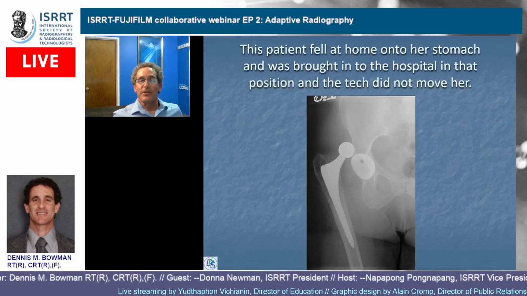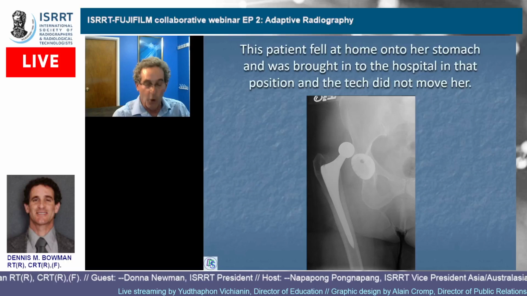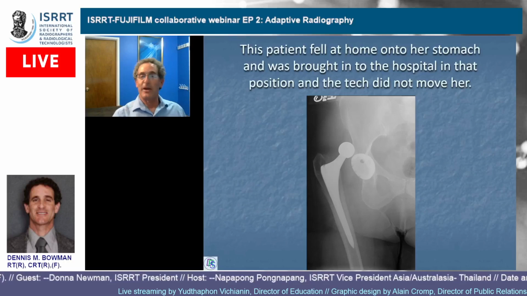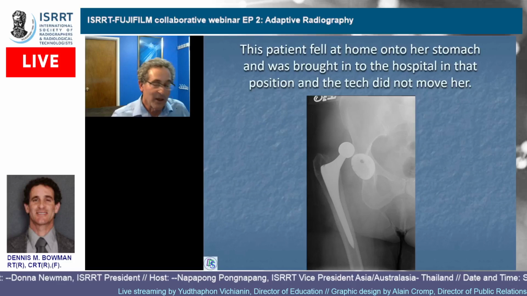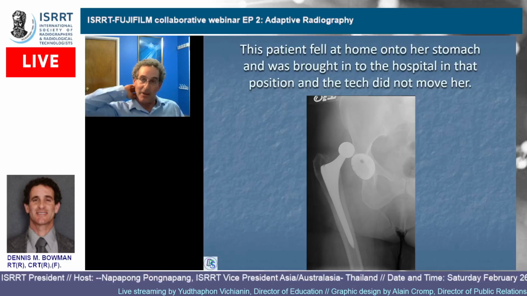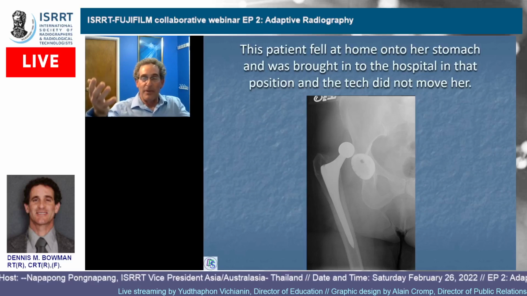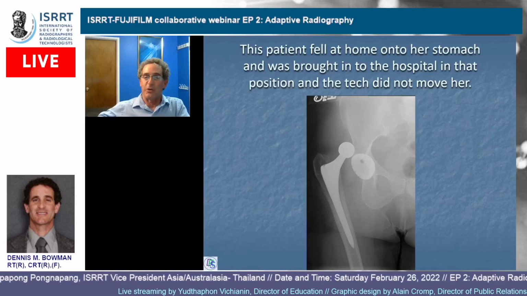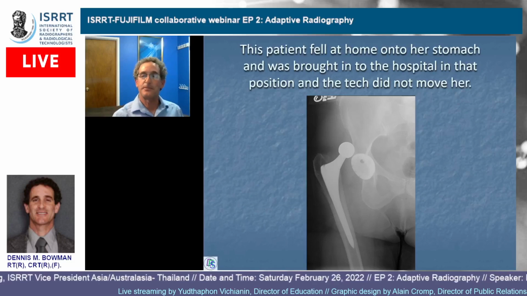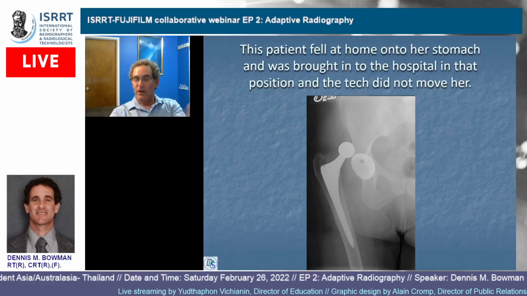So this was a patient that came in who had fallen down at home, fallen forward, lands on their face and stomach, and then the paramedics come, they're that way, and they're like, well, we're not going to flip you over because we're almost for sure you've got a dislocated hip and/or fractured hip. So we're going to pick you up the way you are. We're going to bring you to the hospital the way you are. And when they got to the x-ray department, they were still on their stomach, and the tech took this view, and then there it is.